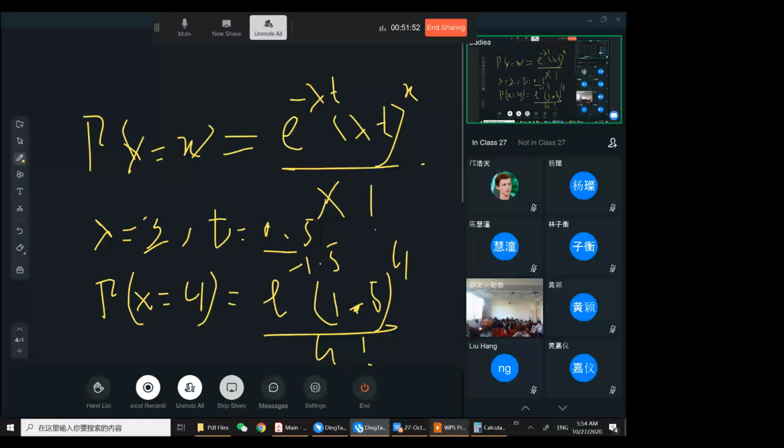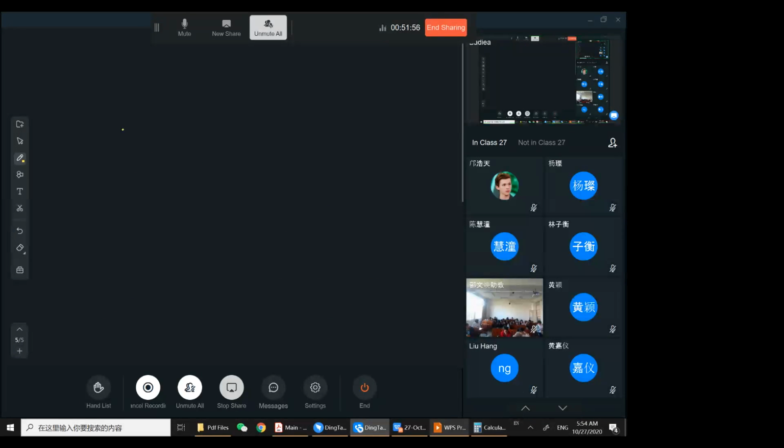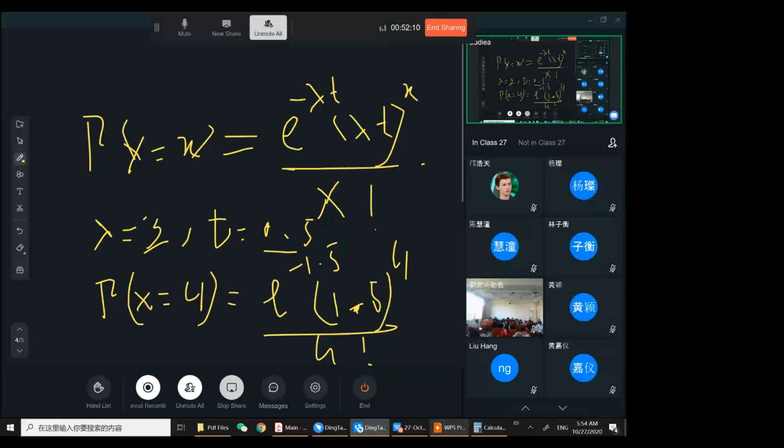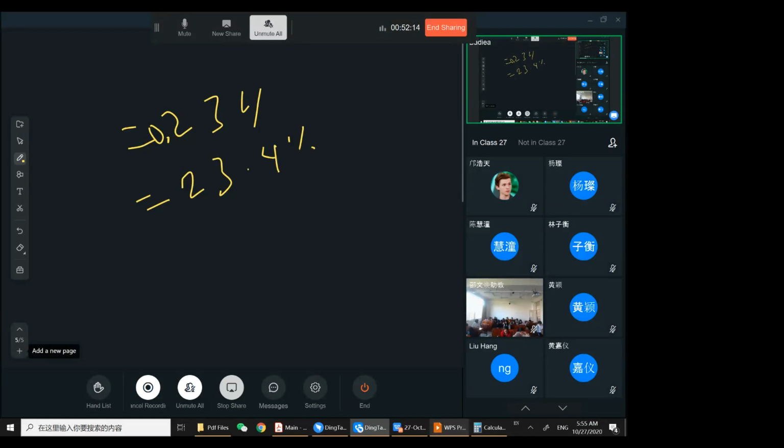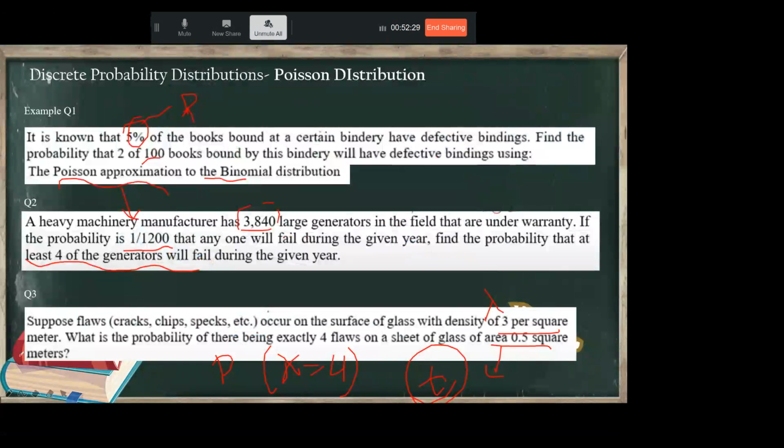So what does this mean? Let's say it is 0.234, so it means 23.4%. I'm talking about the solution of this. I'm not exactly sure, but let's suppose this is the value, so we can say that 23.4% are the chances of having 4 flaws in 0.5 square meter. So I repeat, how can we interpret the result? There is a 23.4% chance of having exactly 4 flaws in an area of 0.5 square meter.